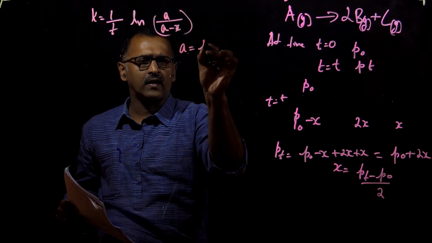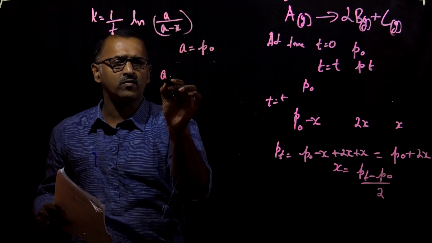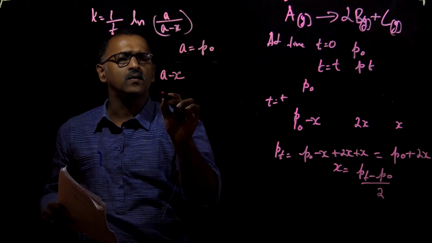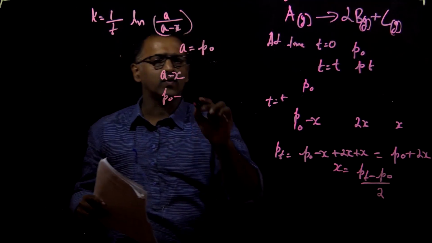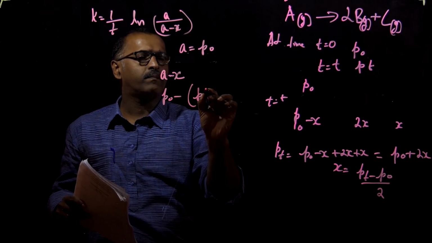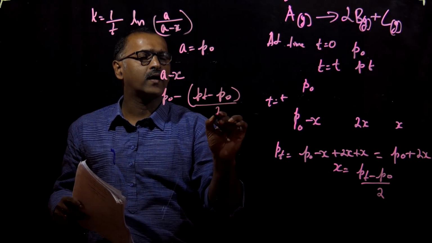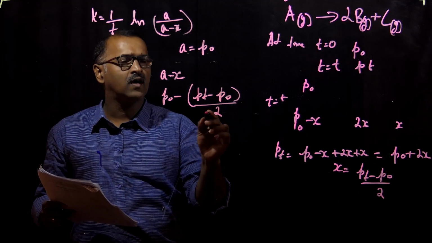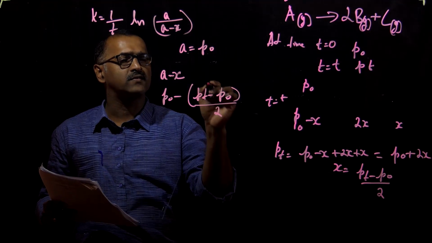Instead of A, we can give P0. And instead of A minus X, we have to find an expression. So A is P0, P0 minus, what will be X? X is equal to Pt minus P0 divided by 2. Upon simplification, this is P0 minus Pt by 2 minus P0 by 2.